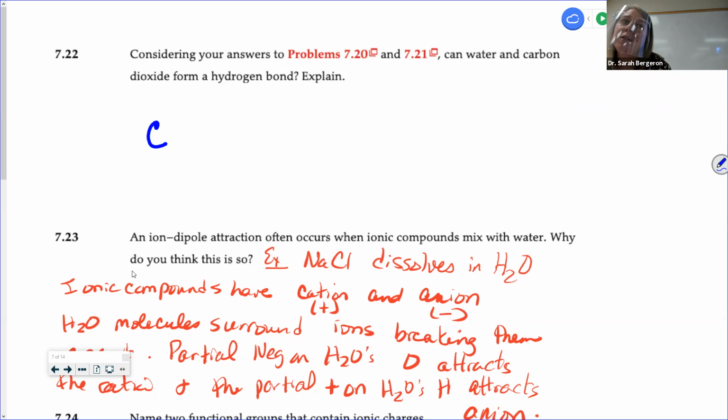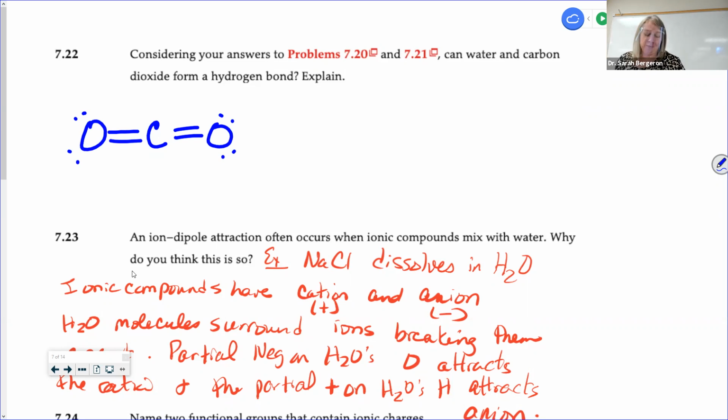How do I draw carbon dioxide? Carbon likes how many bonds? 4. Lone pairs on my oxygen. I'm going to end up like that. Now I have my oxygen on my water, hydrogen, hydrogen. So can water and carbon dioxide form a hydrogen bond?